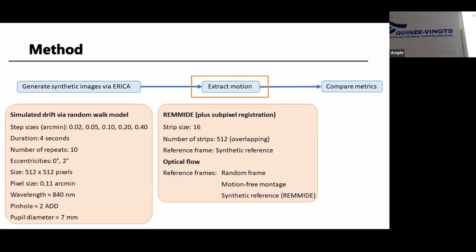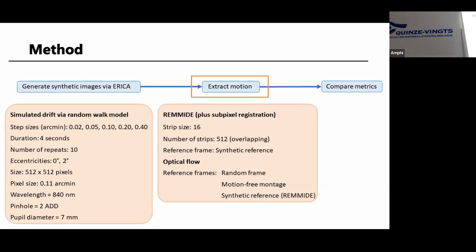I've set this up with 16 row strip size. 512 strips, so these are overlapping, moving gradually down by 1 row. And they also generate their own synthetic reference frame, which is supposed to be the best reference frame that you can use to compare these two.